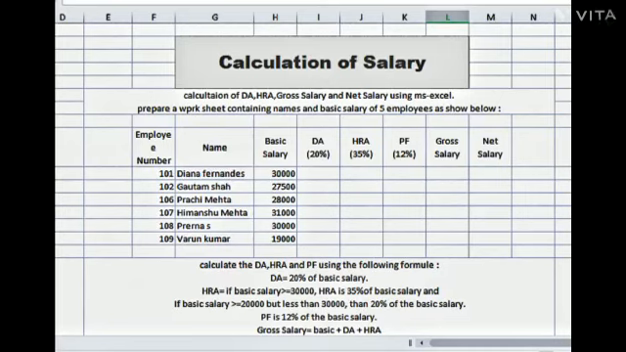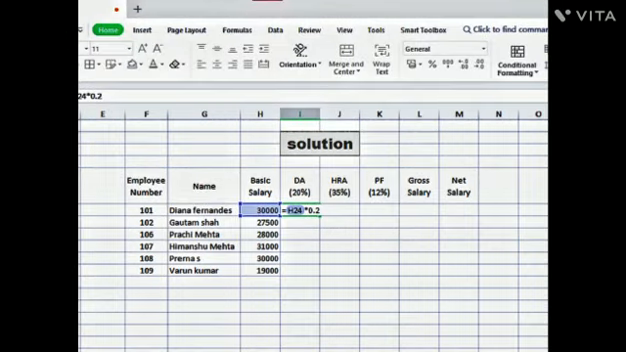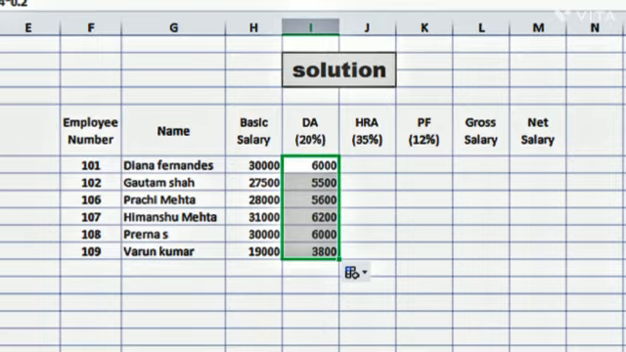Hello friends, today we are going to understand the concept about calculation of salary in Excel sheet. Today we are going to solve how to calculate DA, HRA, PF, gross salary and net salary as per the given particular question. We have to type the DA with the formula given in the question and drag it down.